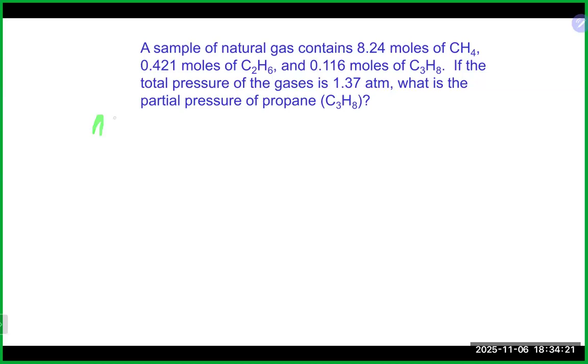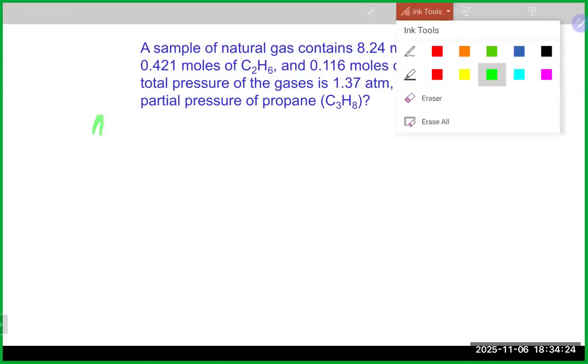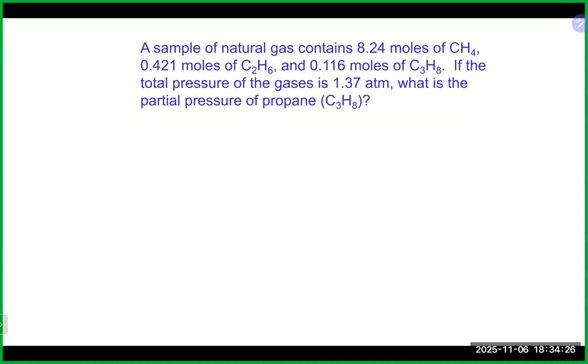Moles of, that looks like a highlighter, maybe not use that. All right, so let's go with something that writes.